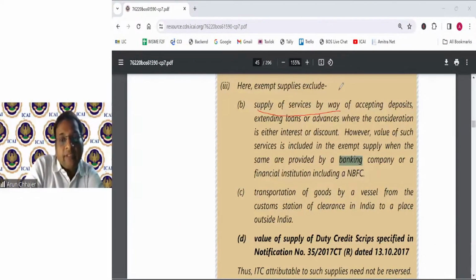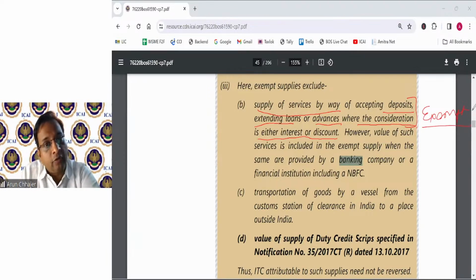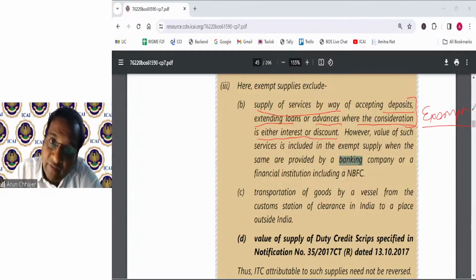First is supply of service by way of extending deposit, loan, advance, where the consideration is either interest or discount. It means if there is interest or discount on long-term loans, advances, etc., then it is exempted in GST. But because of this exemption, there is no requirement of reversal of common ITC. It is not considered as exempted for the purpose of reversal. Correct?